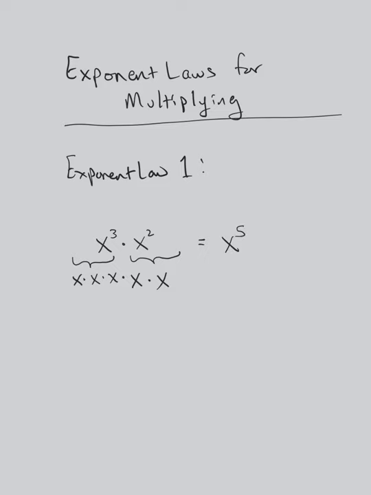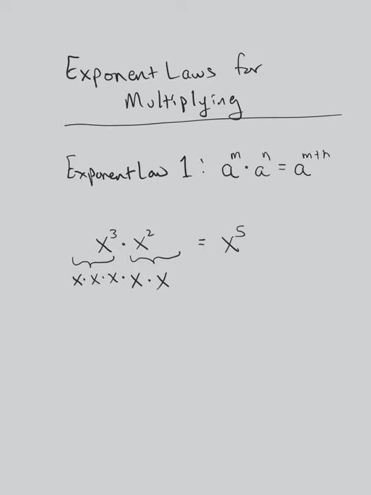Now, to see a shortcut here, we look at the numbers that we started out with and what we ended up with. Here I had x to the third, and here I had x squared, and I ended up with x to the fifth. So what is that saying? What exponent law 1 says is that if I am multiplying two things that have the same base, and that's important, they have to have the same base, but possibly different exponents, they could have the same exponent, but anytime I'm multiplying two things with the same base, I can add the exponents together.